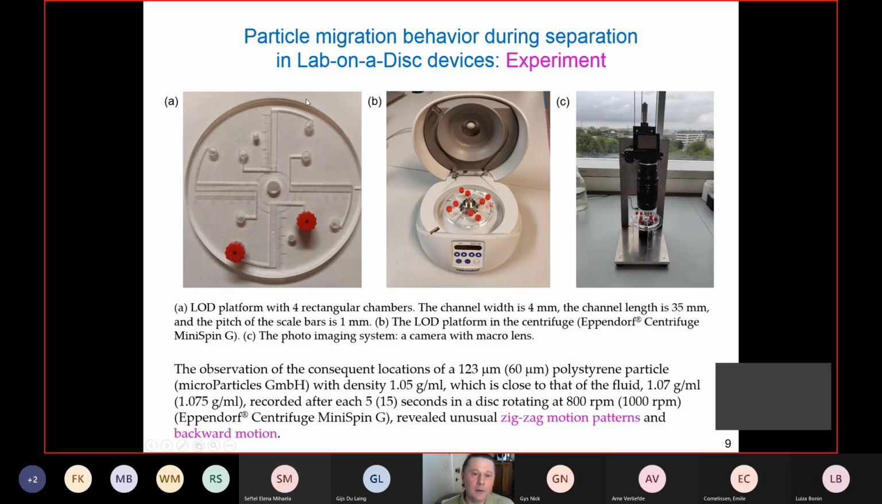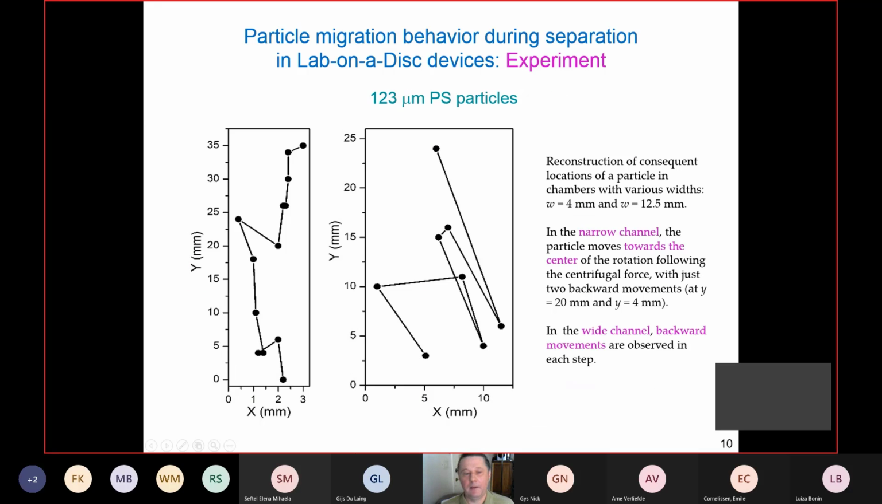And in experiment, it was used for this observation. The chambers, like this platform with 4 chambers, were placed on the centrifuge, and then images were taken after 5 or 15 seconds with 2 sorts of particles, 123 micrometers and 60 micrometers, which actually coincide with the size of X. And the density was taken such that it models the behavior of X. And during the observation, we found these interesting zigzag and backwards motion patterns.